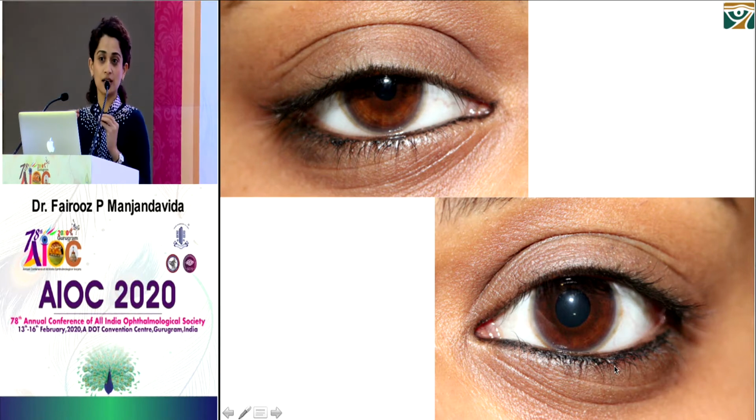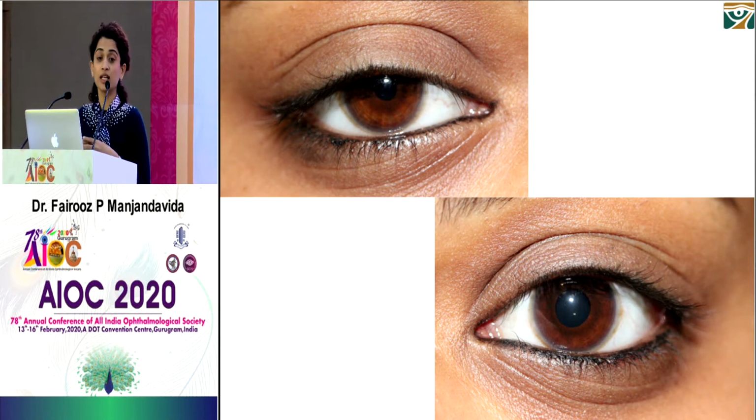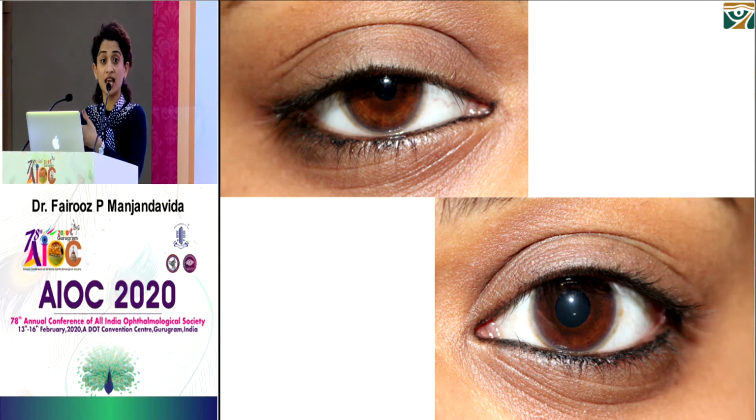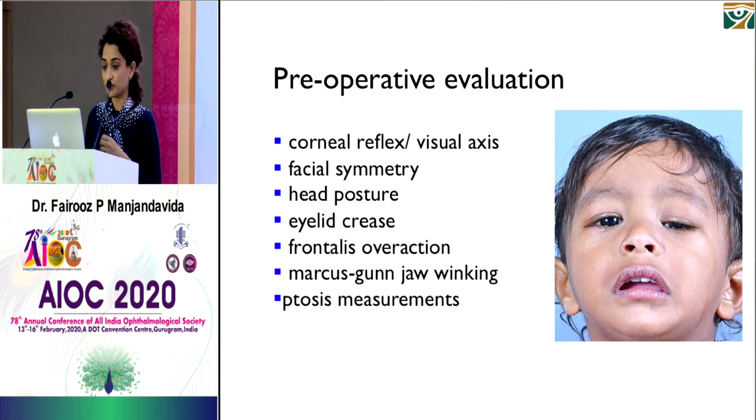So this lady was going to get married, and she said that she wants to get this ptosis corrected. It was a mild ptosis, but then it happened to be a Horner syndrome. So these cases again need a systemic evaluation. All right, perfect. So preoperative evaluation is very, very important. Before jumping on to advising a surgery to a patient, preoperative evaluation is so very important.